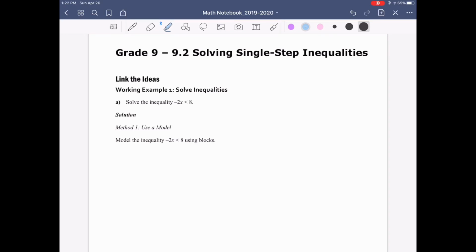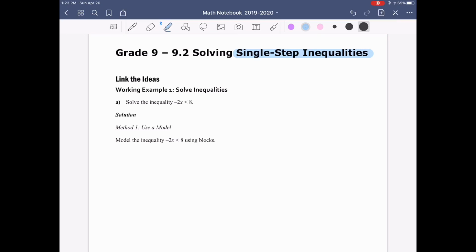Basically, they're all about solving inequalities. So in 9.1, you talked about how to represent inequalities, and in these two sections, we're going to actually solve them. In 9.2, we're going to be solving single-step inequalities, and then in 9.3, we're going to move on to multi-step inequalities. Now, one thing you need to understand is that solving inequalities is pretty much the same thing as solving equations, and you follow the same process to do so. So we're going to get started.